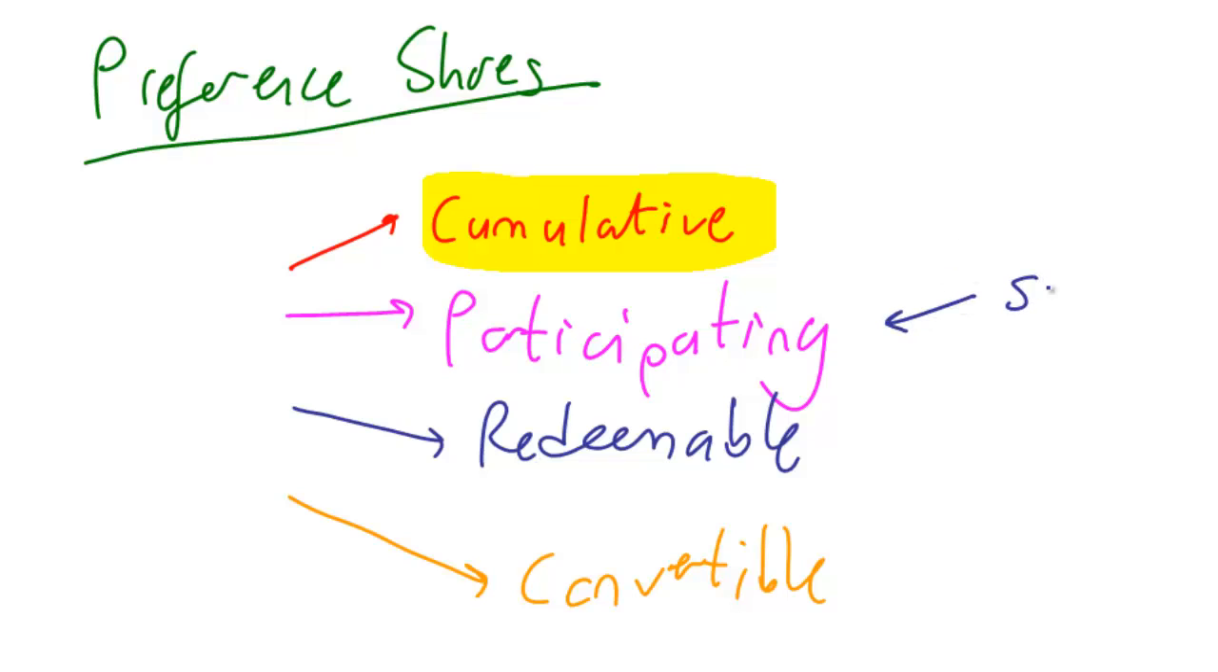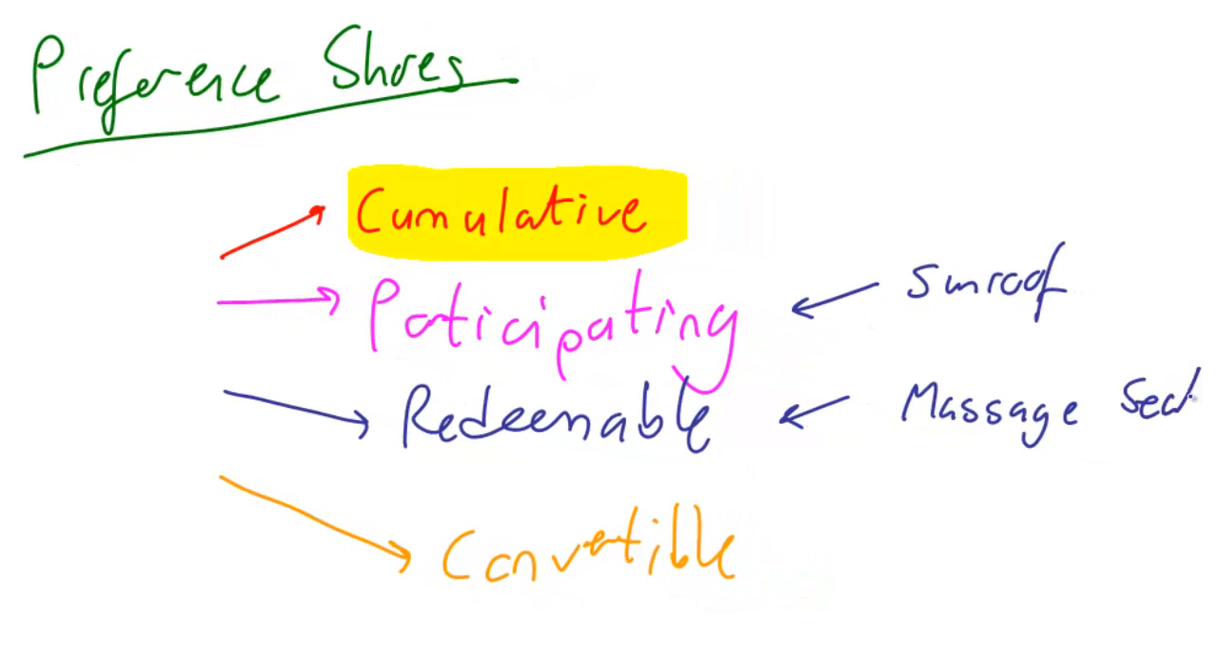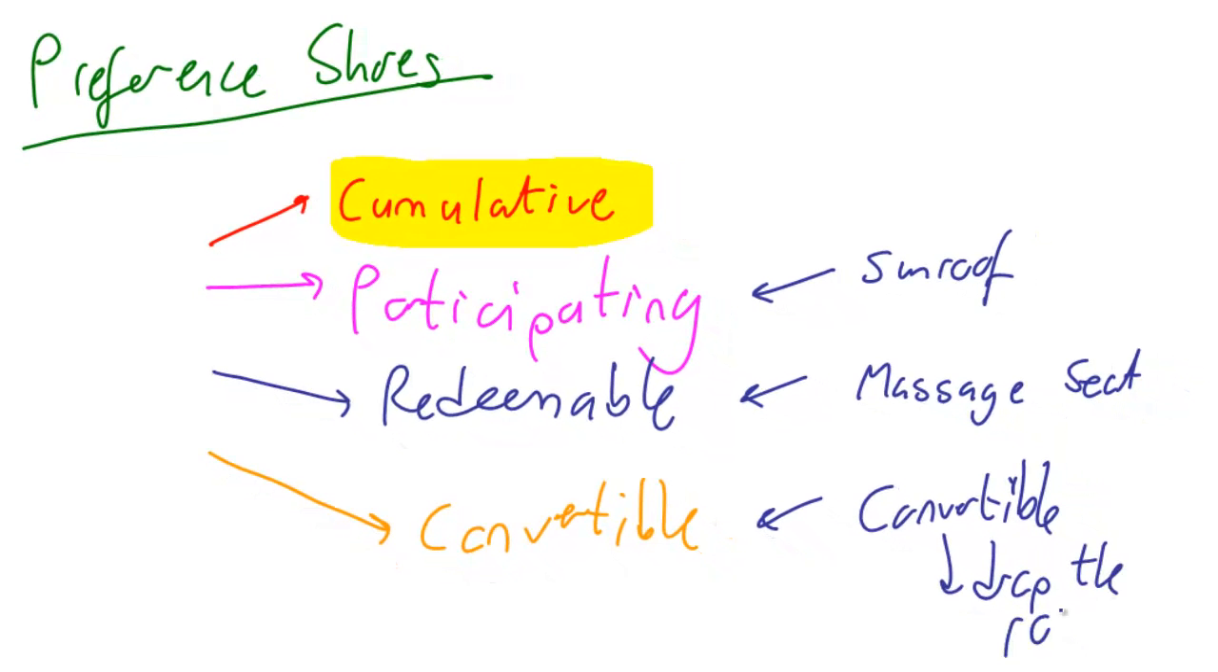So this is like a sunroof. This is like a massaging seat for the driver. And this is like a convertible car where you can drop the roof. Okay, so the 3 bottom features usually are extra. The cumulative feature, although not always in the car, is usually there. Okay, let's try to explain these 4 features. So let's start then with cumulative.